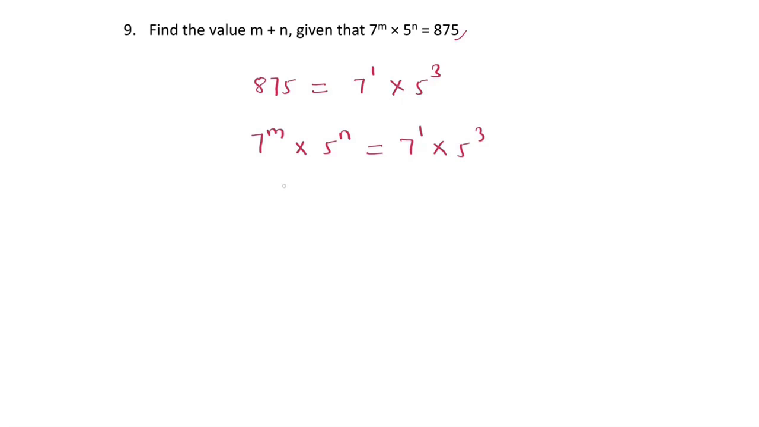Okay, so next we are going to equate the exponents for the numbers whose bases are the same. So for this one, m is going to equal 1 and n is going to equal 3. Then substituting these values into our equation, we are having m plus n equals 1 plus 3, of which, solving this, we are having 4. And this is going to be our answer.